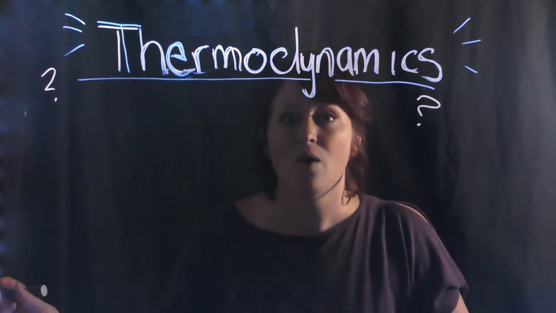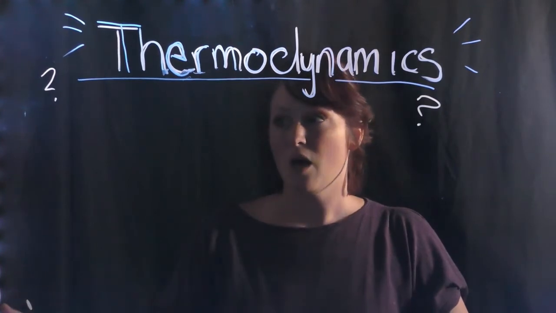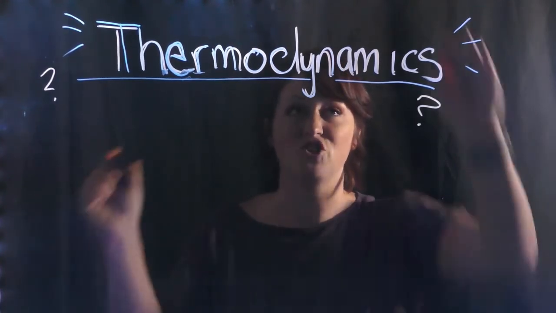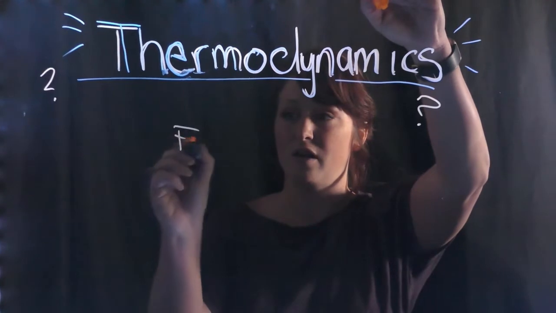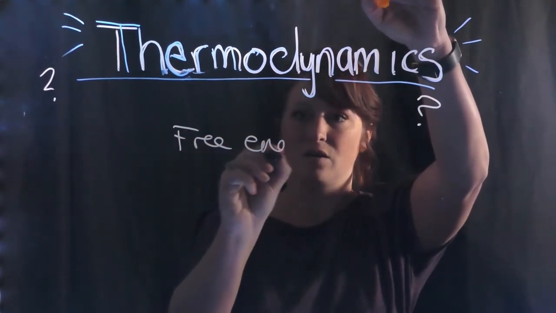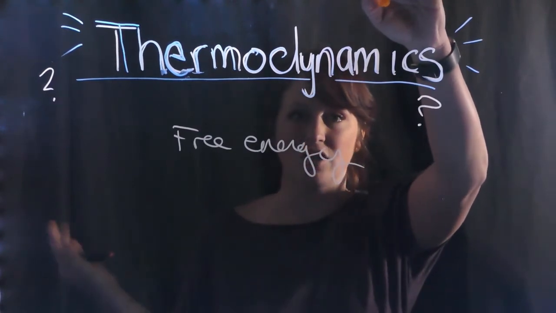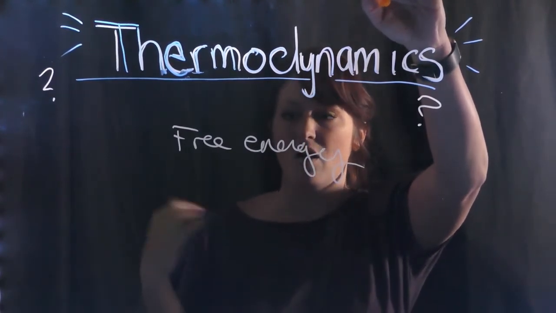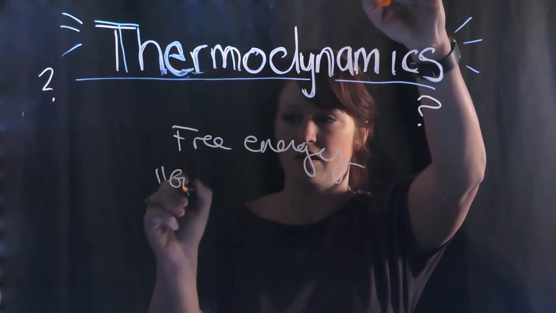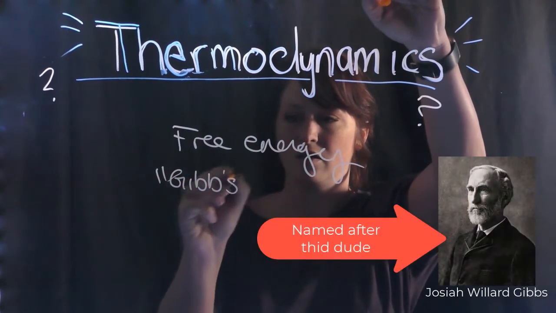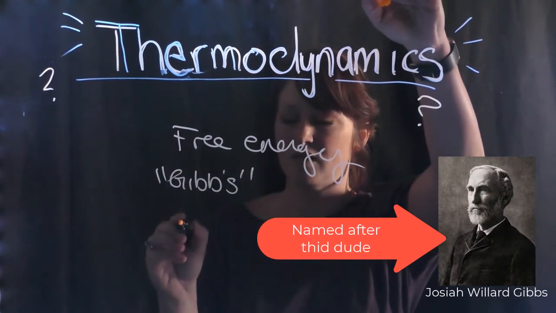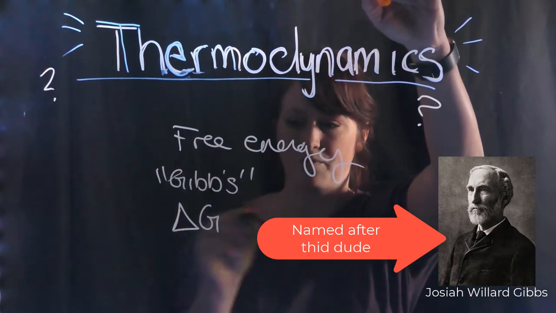Often in chemistry, when we talk about thermodynamics, we talk about the concept of a change in free energy, or the energy of the reactant changing as we make product. We can also call this the Gibbs free energy, and it's often designated as delta G.